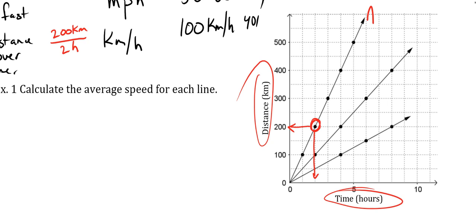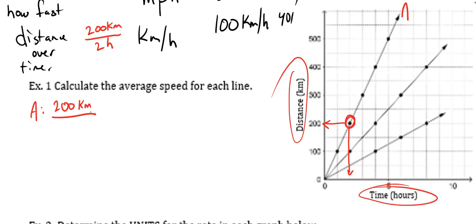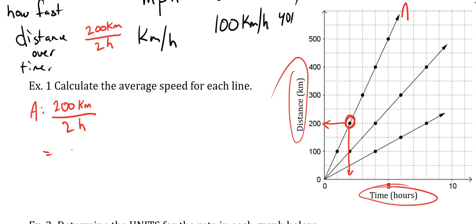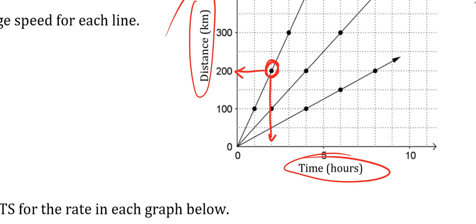So I'm going to call this line A. Whenever we have more than one line in a graph, it's a good idea to give them some kind of a name or label so we know what we're talking about. So A is 200 kilometers in 2 hours, which is 100 kilometers per hour. Make sense? You like that? This is going to be important later on. So I'm going to tip my hat a little bit here, or tip my hand a little bit to you here.